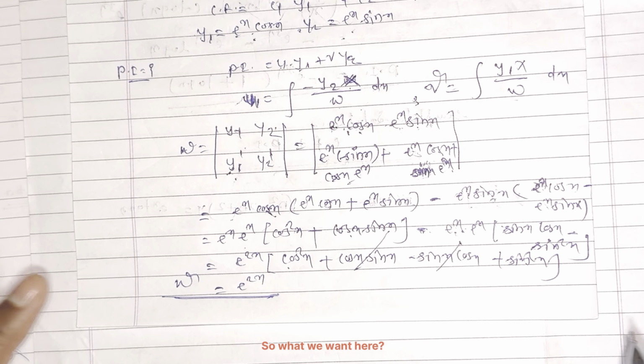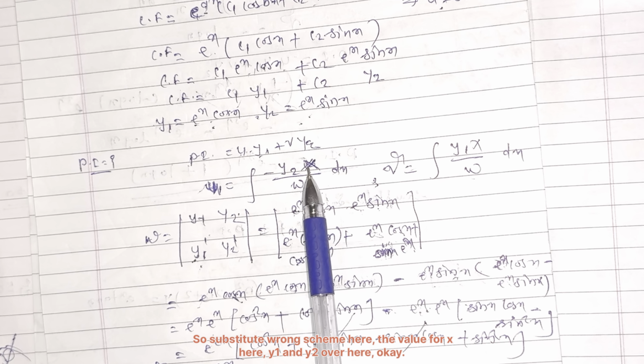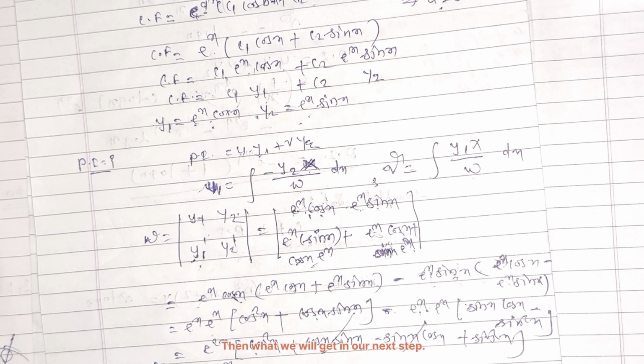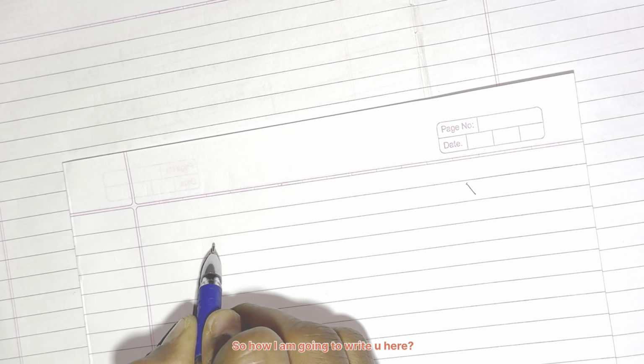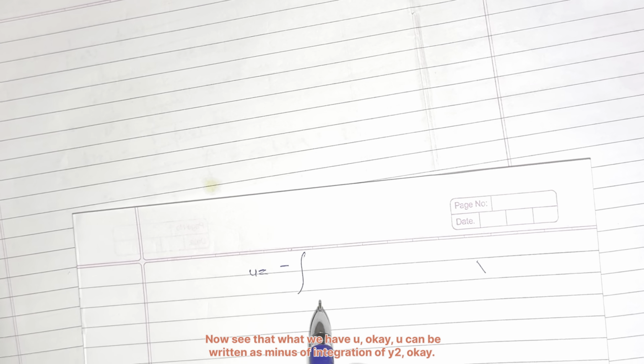So what we want here is the value for u and v. So substitute the Wronskian here, the value for x here, y1 and y2 over here. So the next task is to replace all the values here. Now how am I going to write u here? u can be written as minus integration of y2. So replace the value for y2, as we have y2 which is equal to e raised to x cos x.